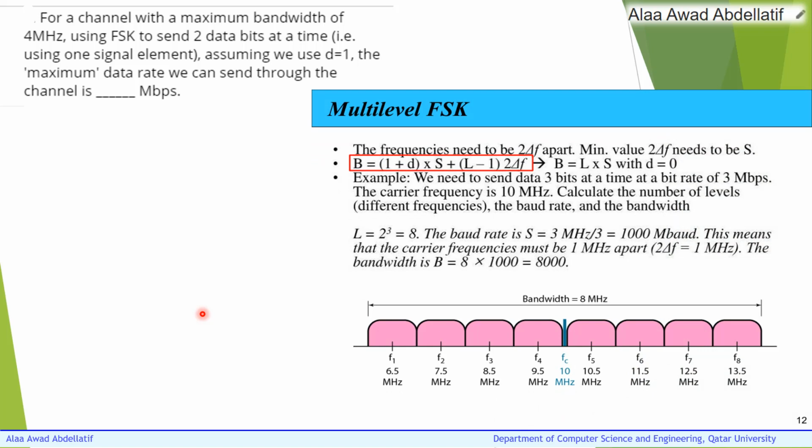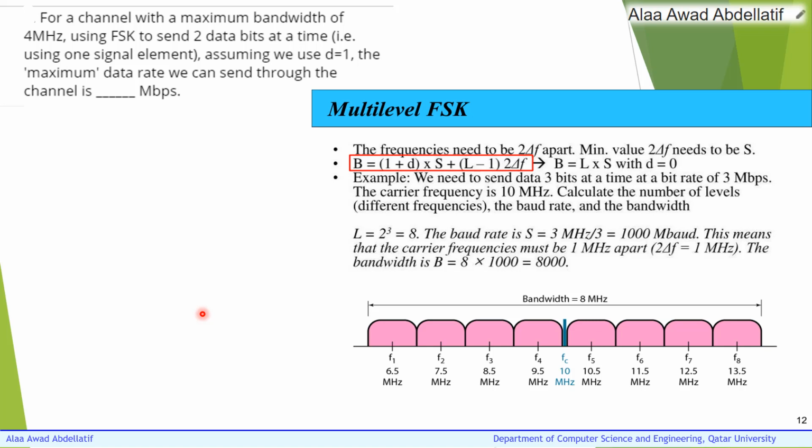For FSK, the formula was bandwidth equals (1 plus d) times S, the baud rate, plus (L minus 1), where L is the number of levels, times 2 delta f. We said the minimum value of 2 delta f is equal to S, so if 2 delta f is not given, you will consider it equal to S. Now, what's the number of levels in this question? We need to send 2 bits at the same time, which means r equals 2, so L equals 2 to the power r.